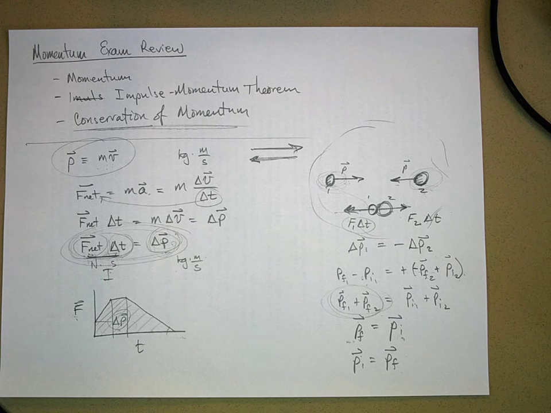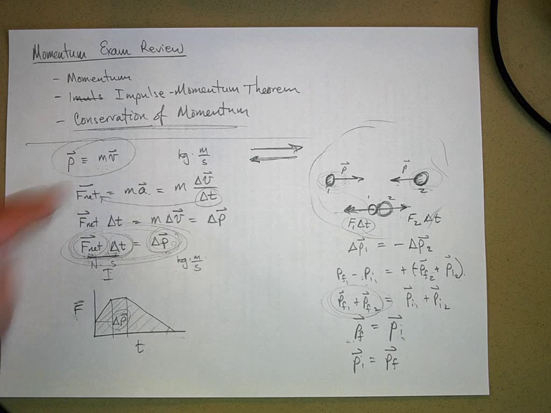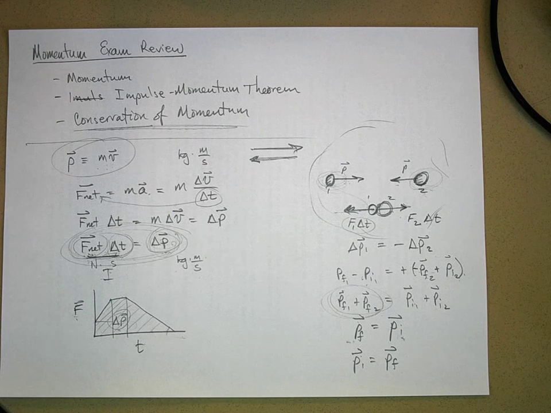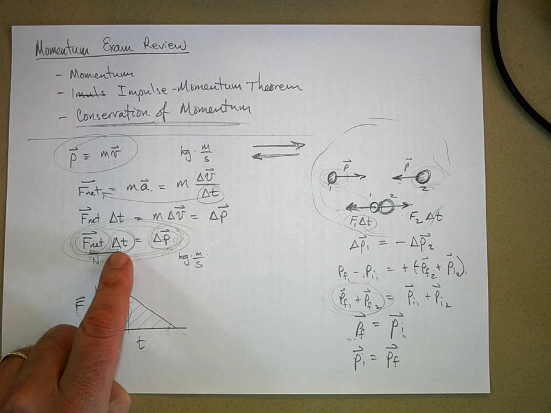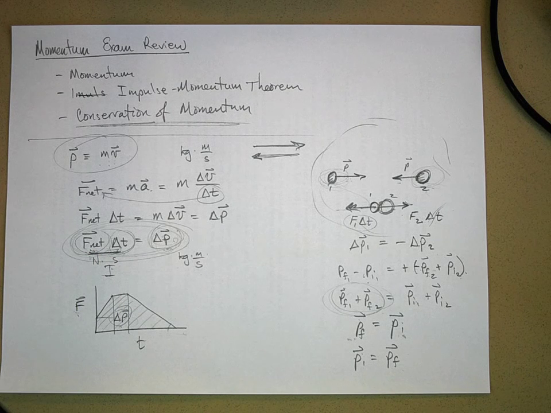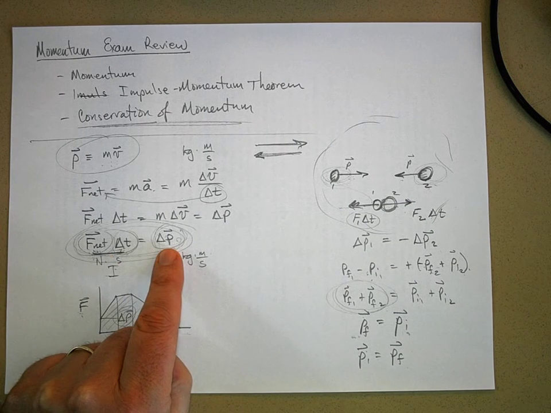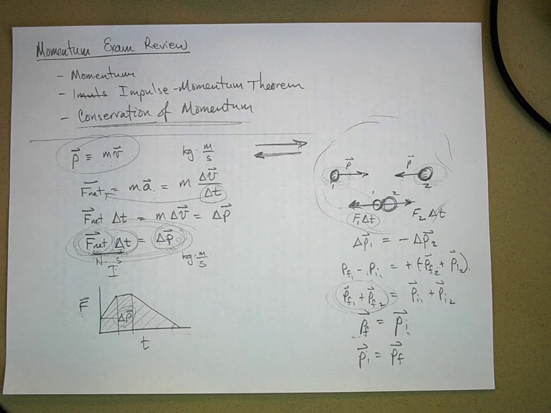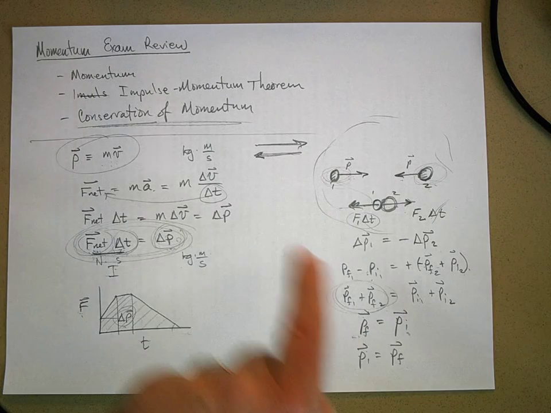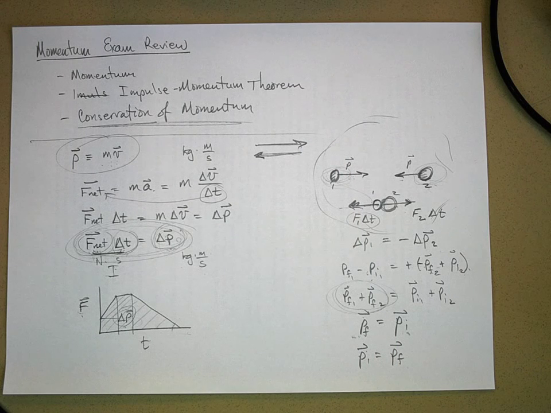Can you define what linear momentum is? Yeah, mass times velocity. And do you know what impulse is? Yes, force times time. Do you know the impulse momentum theorem? That the impulse is equal to the change in momentum of the object. Okay, that's on there. What do we mean by an isolated system? Okay, that means no net outside force acting on your system.